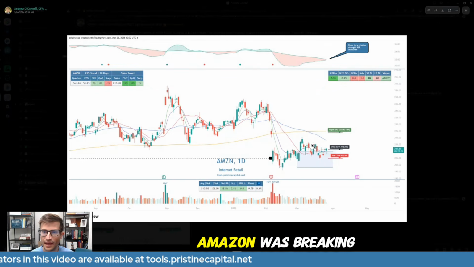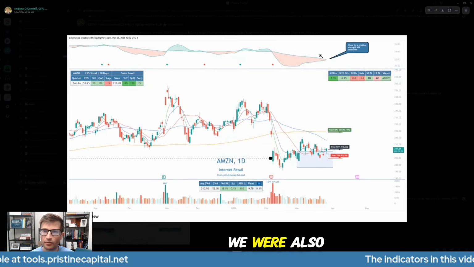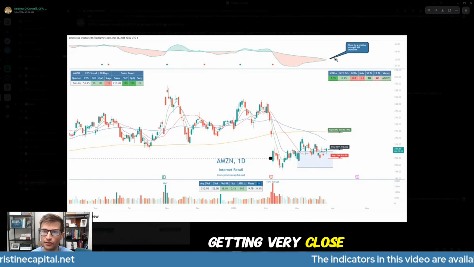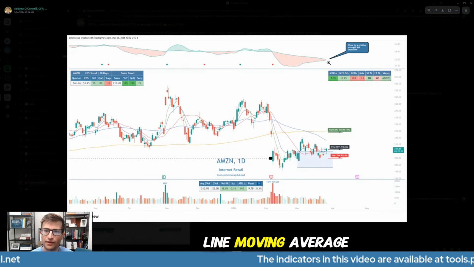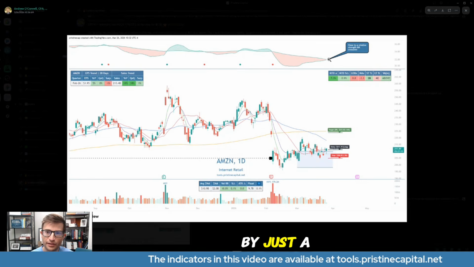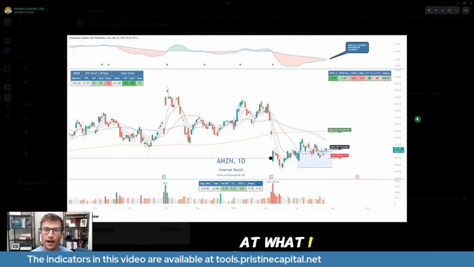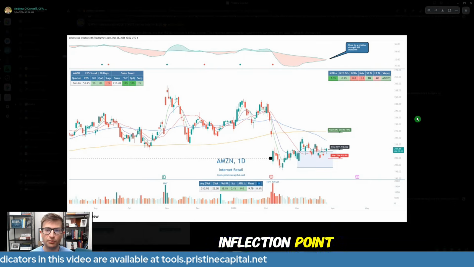But as you can see, Amazon was breaking out from its monthly value area, and we were also getting very close to a relative strength line moving average crossover. So I actually front ran this signal by just a day or two and entered those call options at what I thought was an inflection point in the stock.